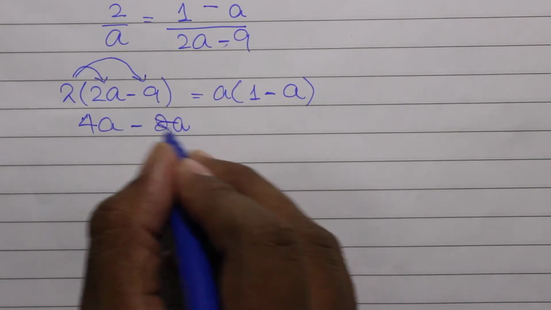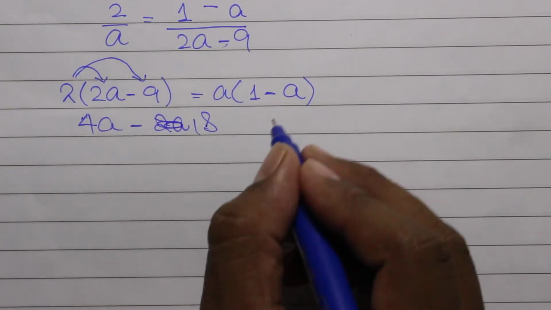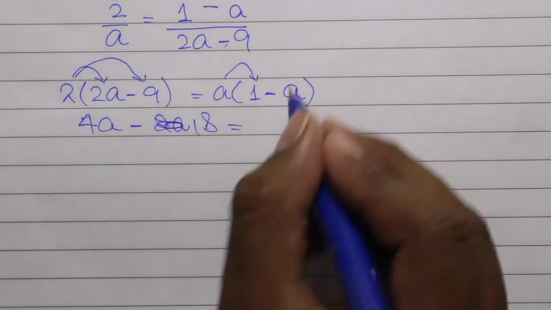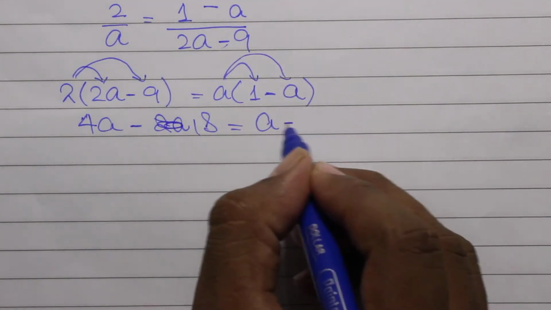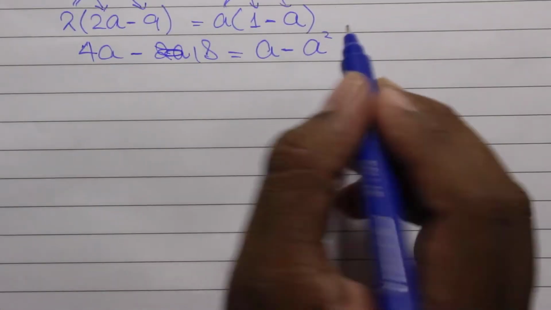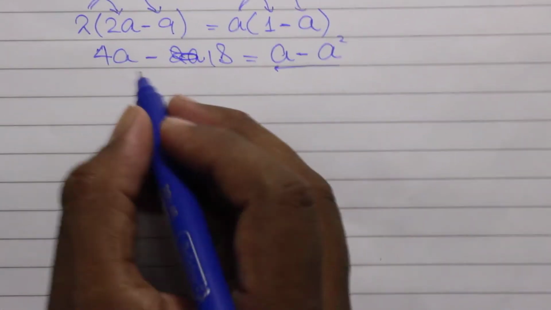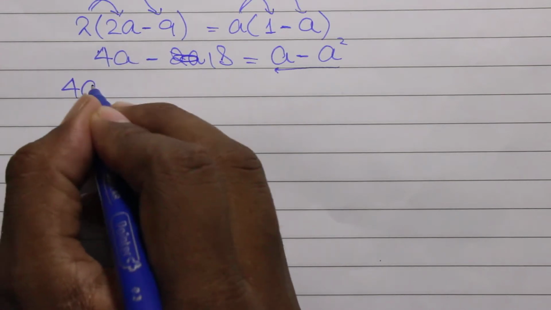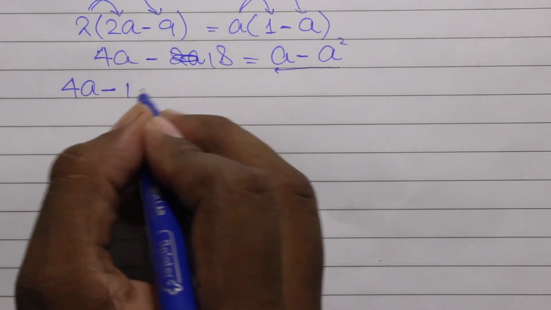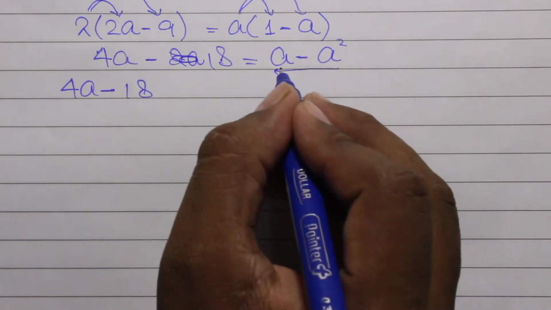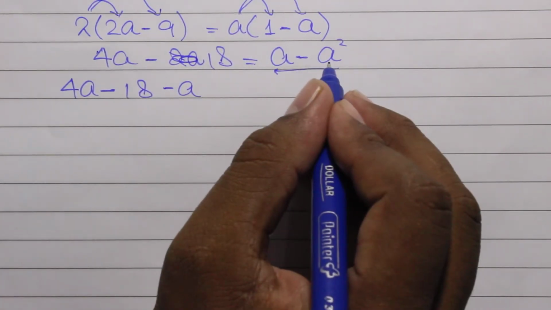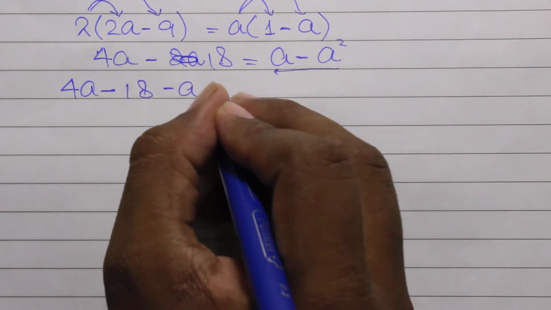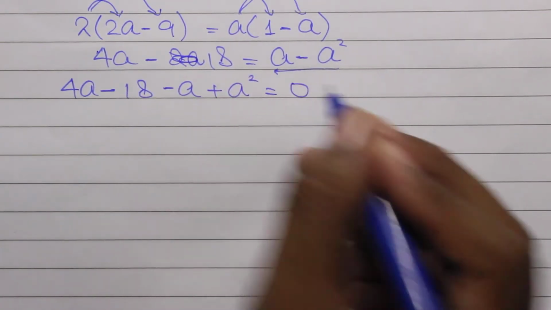So it will be minus 18. Then a multiplied by 1 is 1a, I will write only a. When a multiplies with minus a, it will be minus a square. Now shift all these numbers over there. This is 4a minus 18. This a is in positive form, when it comes over here it will be negative, minus a, and minus a square comes here with the positive sign. This will be a square equals to 0.